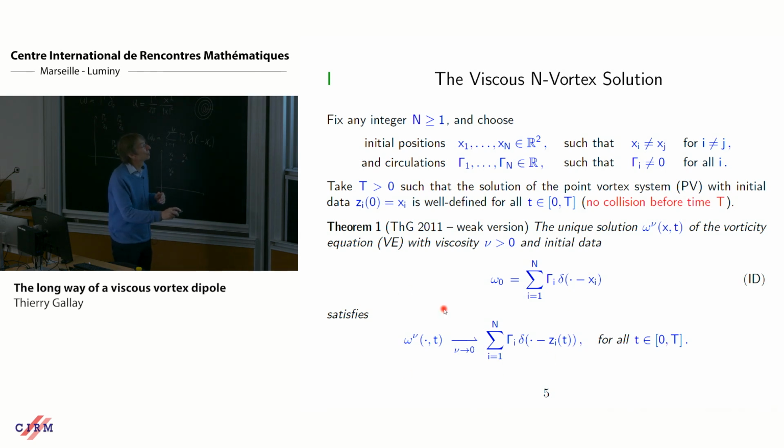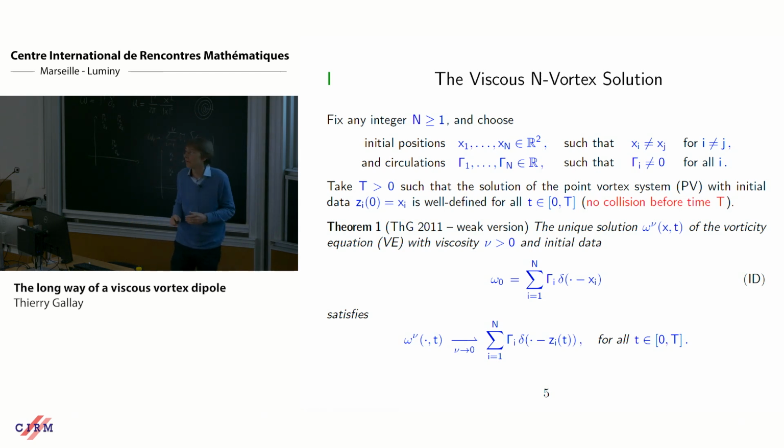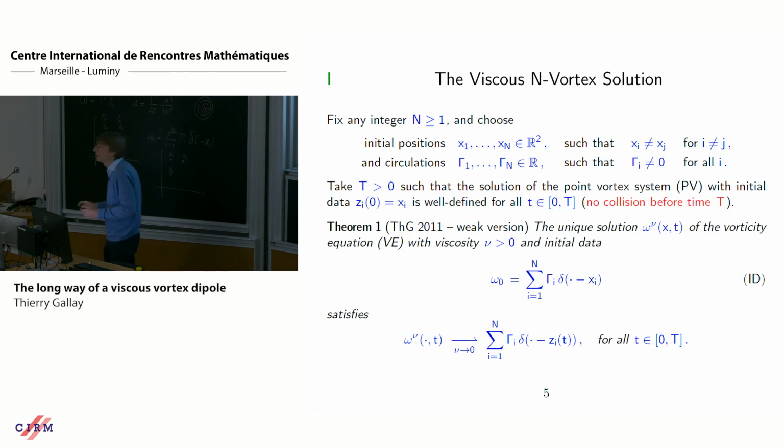And you take this solution, which I denote by omega nu, and you take the vanishing viscosity limit. And the vanishing viscosity limit is just a collection of point vortices which move according to the point vortex system. So this is a very clean derivation of the point vortex system. You start with point vortices as initial data, you solve Navier-Stokes, you take the vanishing viscosity limit, and you discover that you follow the trajectories of the point vortex system.